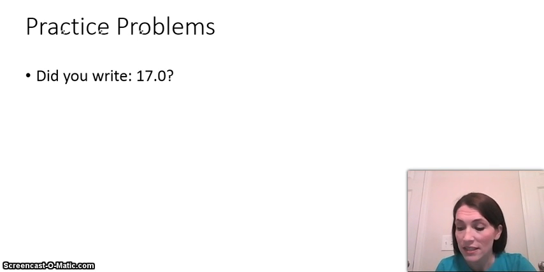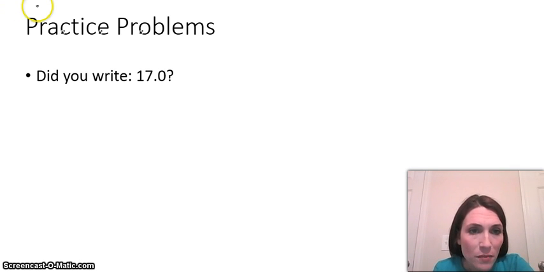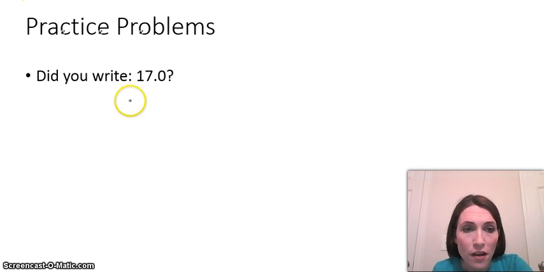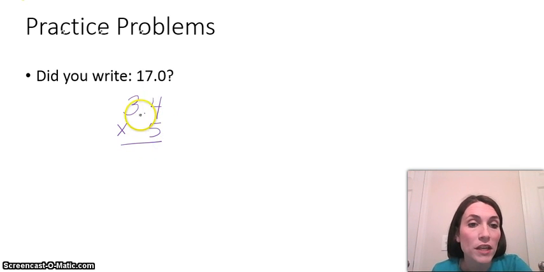Did you write 17? Well, let's take a look at how we would get that answer. So if we have 3.4 times 5, we're going to do the multiplication and not even worry about that decimal point right here until we need it in our answer. 4 times 5 is 20. 5 times 3 is 15 plus 2 more is 17.